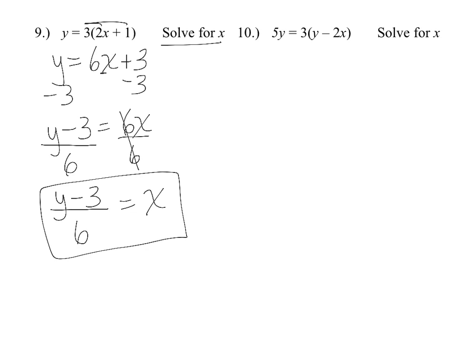All right, let's go ahead and take a look at number 10. Number 10 is, again, solve for x. And because x is inside those parentheses, I would say you kind of have to distribute. So let's go ahead and distribute the 3. So we're going to get 5y is equal to 3y minus 6x.